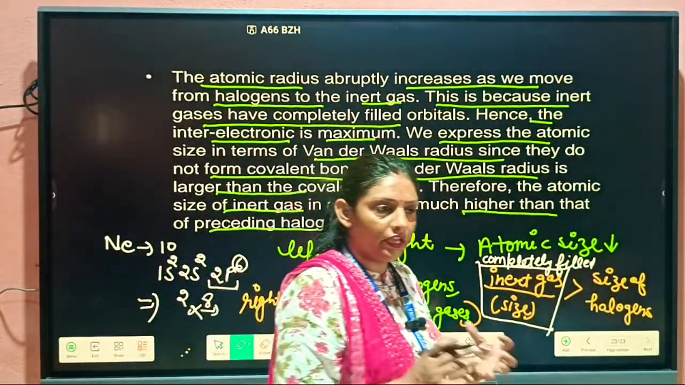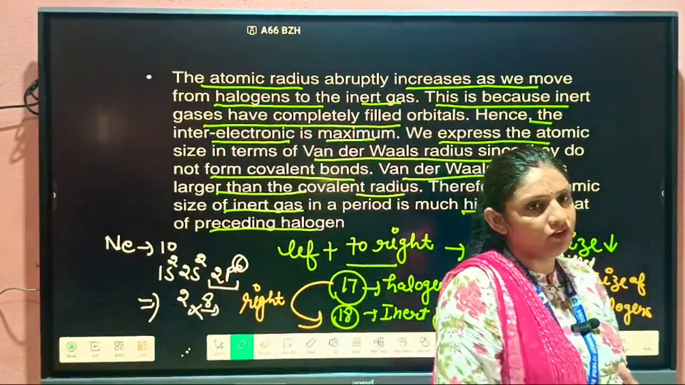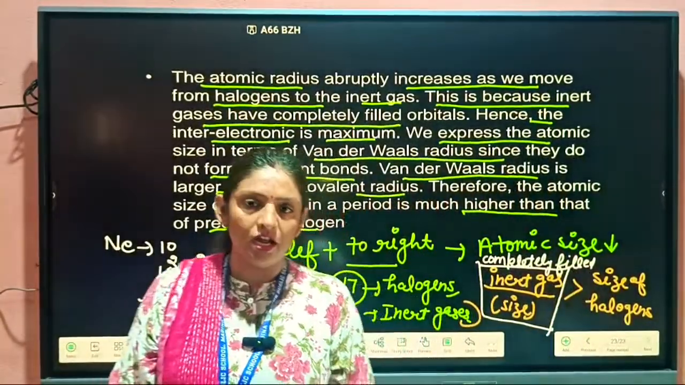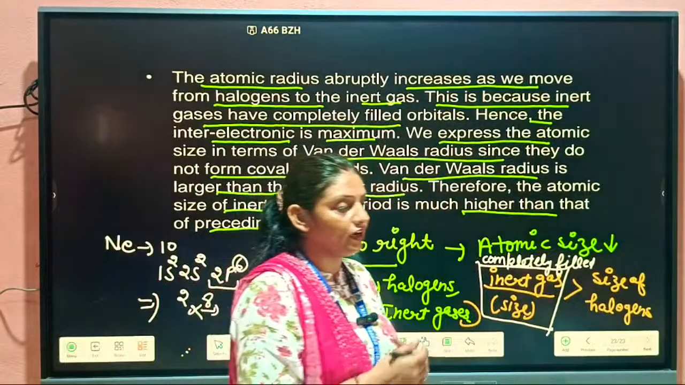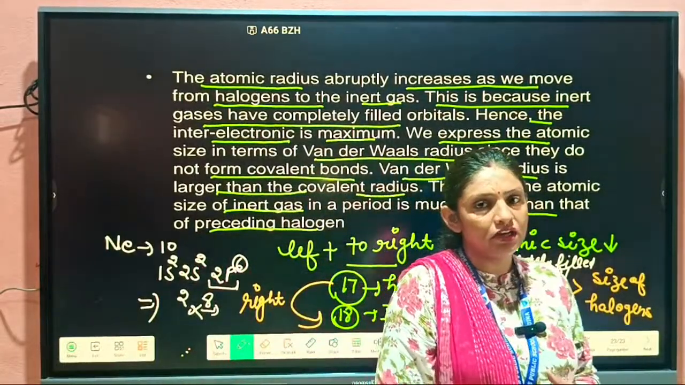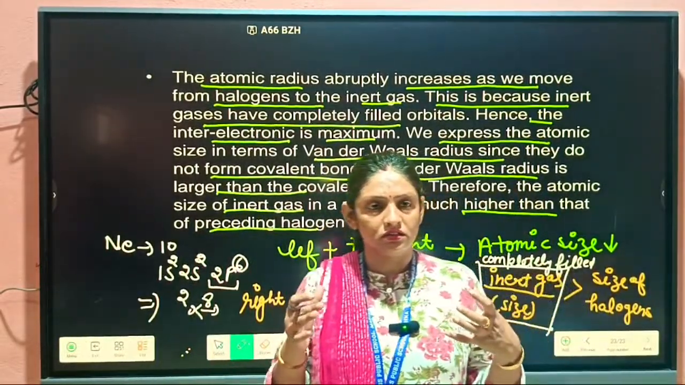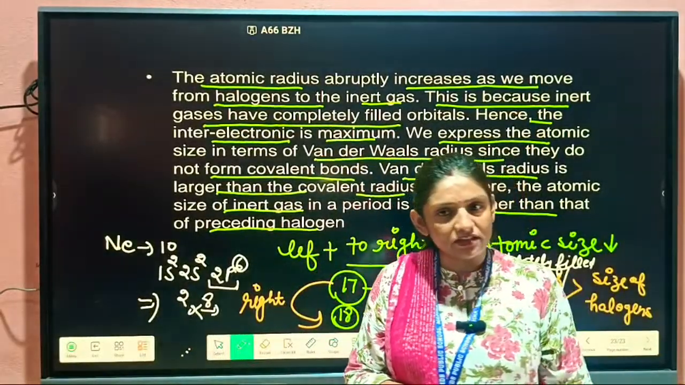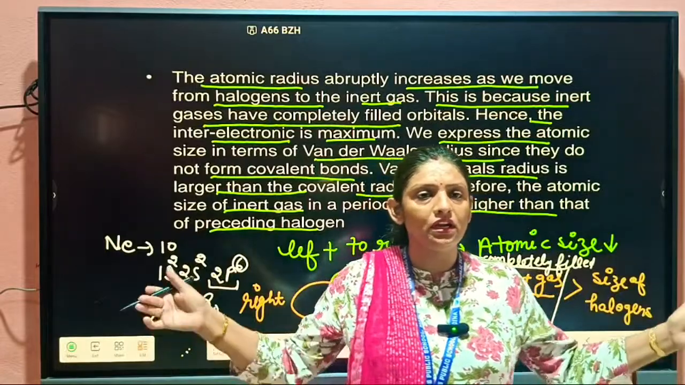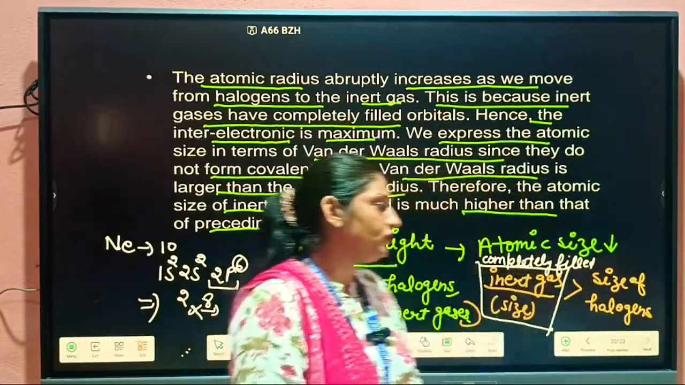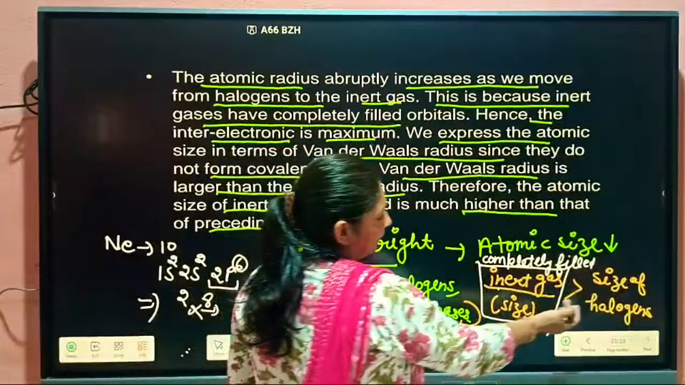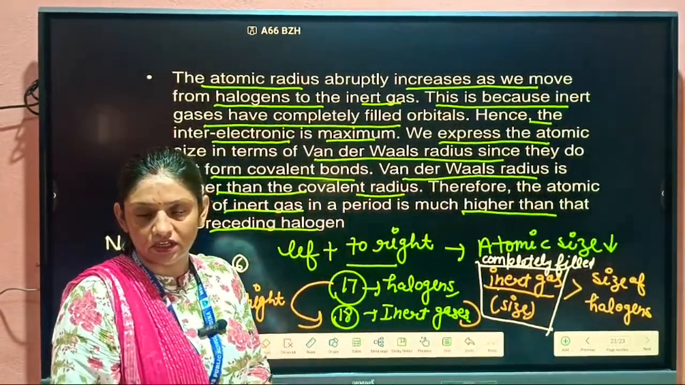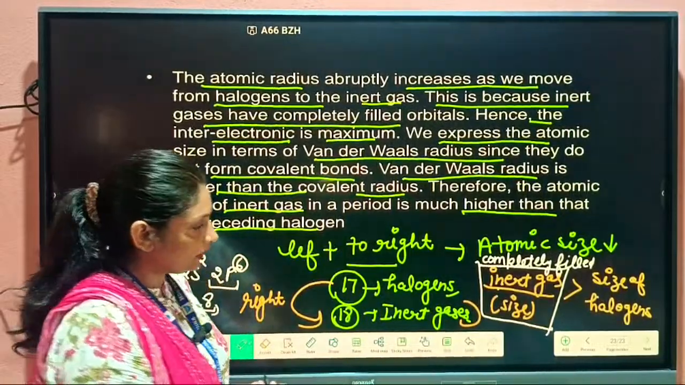So they can attract each other only by the van der Waals force of attraction, and the extent of the van der Waals force of attraction is smaller than the covalent bond. Meaning if this attraction is smaller, then size will increase. So the size of the noble gases is greater as compared to the halogens. This is the exception. Is it clear to you or not? Yes.